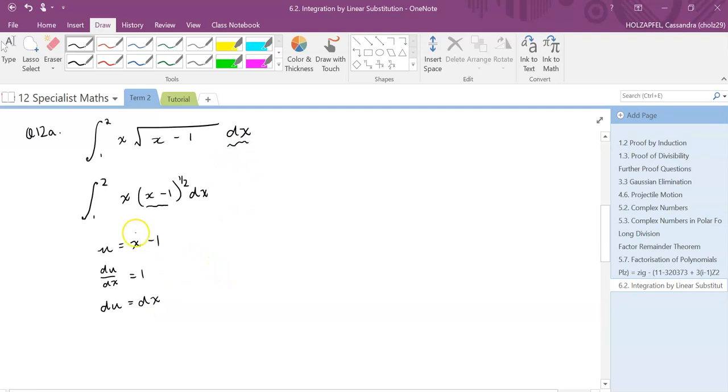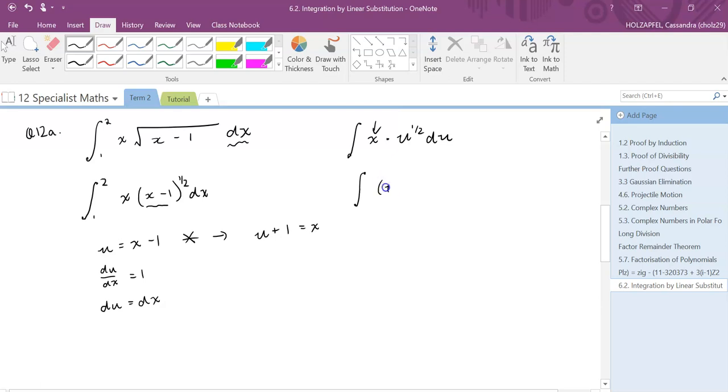Now, this is where it gets a little bit tricky because we have this other variable x here. If I was just to rewrite what I've done, I would have x multiplied by u to the power of a half du, and I would still have this x to deal with. And I can't integrate with respect to u when I've still got this variable x involved. So what I'm going to do is try and write this in terms of u by using this equation here. And I can do that by writing u plus 1 is equal to x. So now I can substitute that into that equation there.